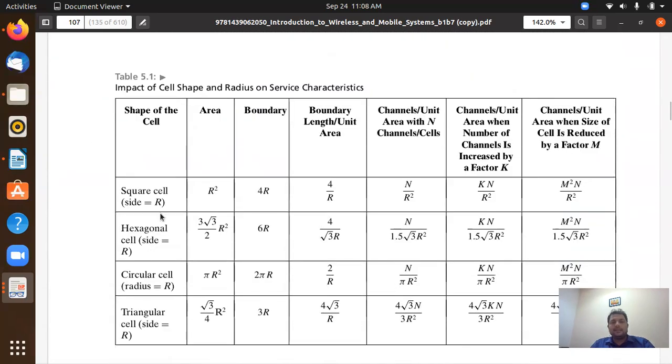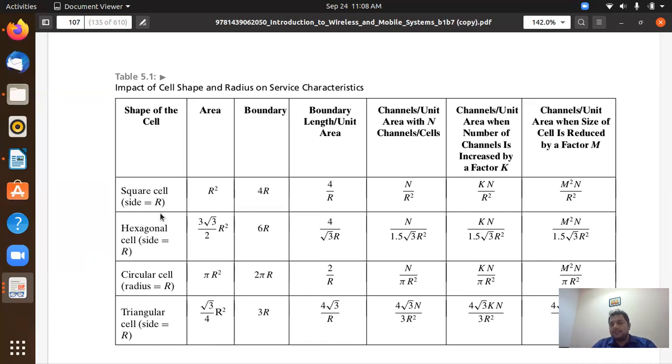Now we will see that if the shape of the cell is a square, let's suppose we are doing paper work, and the shape of the cell is a square. So each side is of length r, so the area is r square. The perimeter would be 4r.